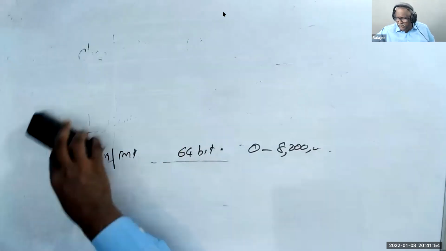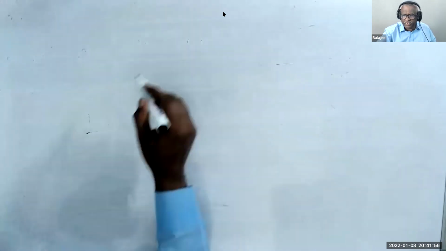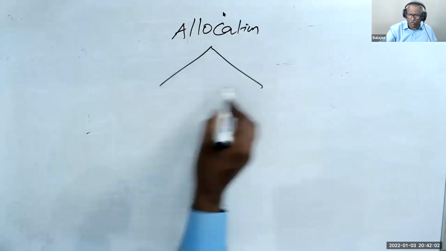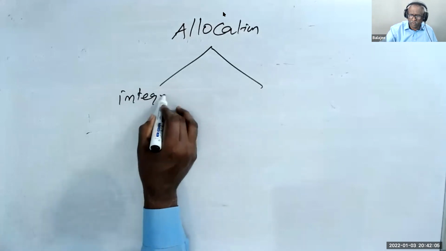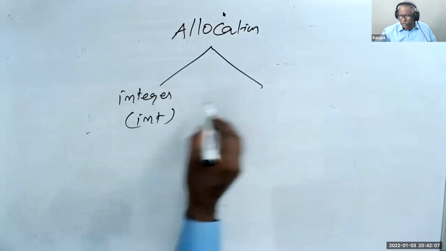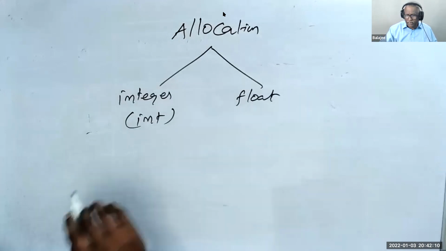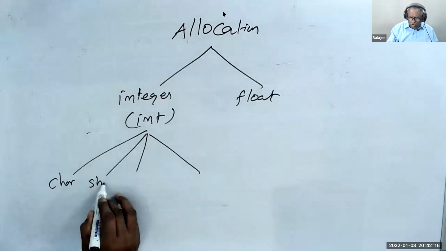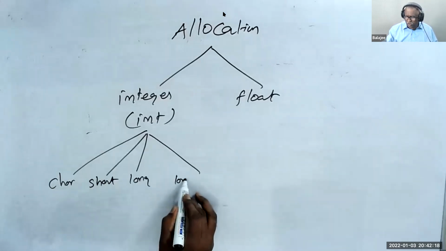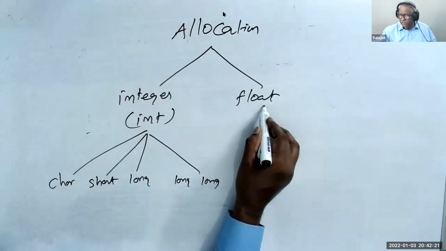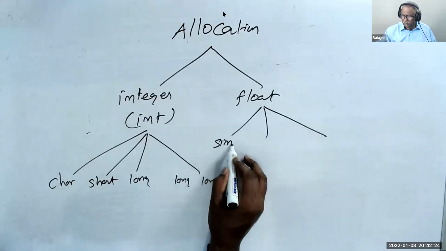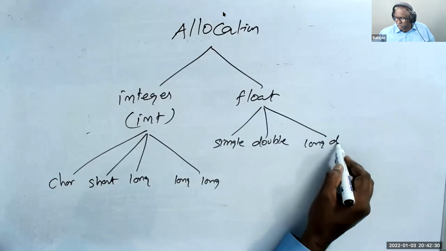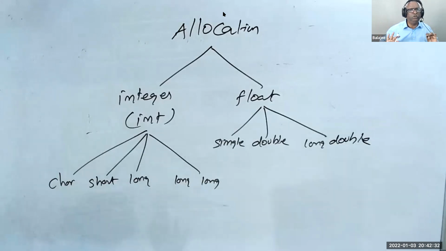So this is the way the allocation works. Allocation has two types. One is called integer, we call int. The other one is called float. In integer there are 4 types: char, short, long. In float, there are 3 types: single, double, long double. That's all. This is the total.